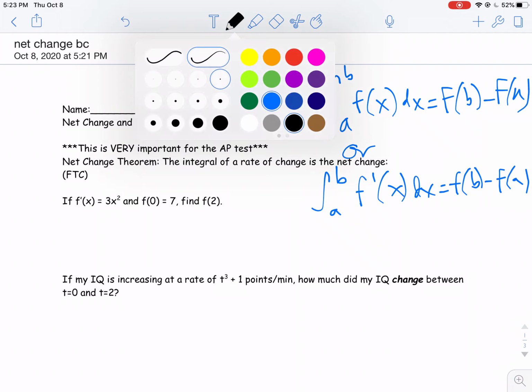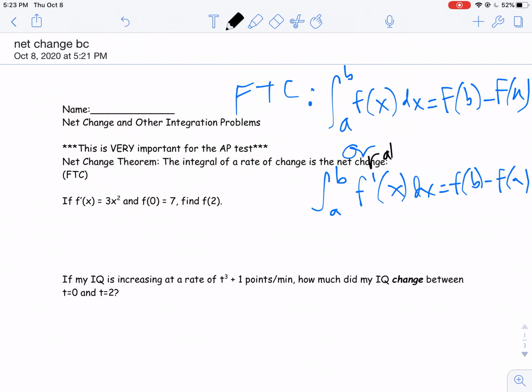So what that means is if you integrate some rate from a point a to a point b, you're going to get some kind of final amount minus some kind of initial amount. So just like how integrating f gives you the antiderivative, integrating f prime gives you f, and you just do the final minus initial. So we're going to talk through a couple examples and see a smattering of the real-world problems they'll give you relating to this.